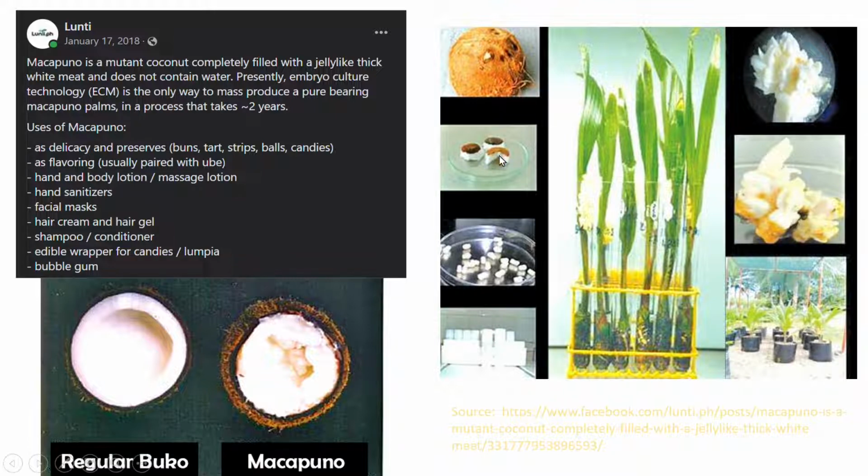Pieces of the makapuno are taken and then placed in the agar for growth, which later, as you can see over here, the cells have differentiated into a callus, and then later shoots and roots would be growing, later to be transplanted into pots and even into the soil. So that's the whole process of tissue culturing.